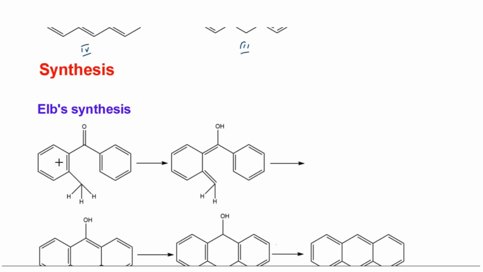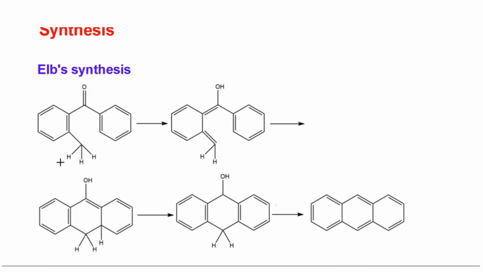So this is one of the important methods, Elbs synthesis. Here the starting material is the benzophenone derivative, that is ortho-methyl. So here you are heating this one. So what happens is, this bond, the hydrogen gets cleaved and it forms a double bond. So finally this one shifts and this pi electron shifts to this one. So we will get this intermediate. Later, this will undergo cyclization. You see, this one is going to attack and this pi electron gets shifted and this one gets shifted like this. Finally we will get this one.